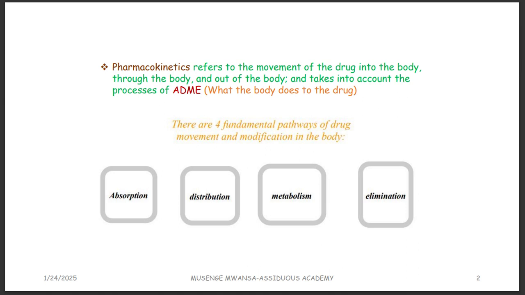absorption, distribution, metabolism and elimination. So pharmacokinetics, we describe it as what the body does to the drug. We have got pharmacodynamics, which describes what the drug does to the body. But this is what the body does to the drug. The body is going to absorb the drug, distribute the drug, break down the drug, and then remove the drug.